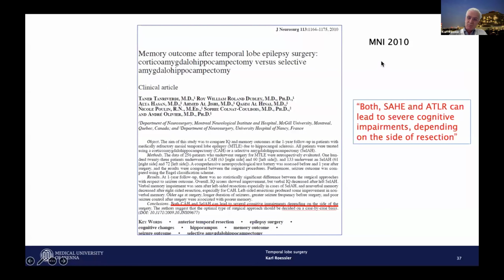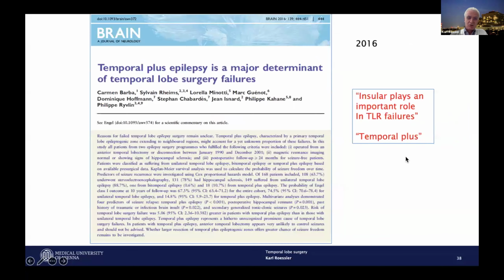And again, the Montreal group investigated these different approaches, also coming from the neuropsychological side, testing the neuropsychological outcome. They also compared these two strategies, and they found that both can lead to severe cognitive impairments. And this mainly depends on the site of resection, which means if you operate on the dominant side, no matter what you do, doing only a selective amygdala hippocampectomy or a temporal lobe resection, there may be bad outcomes.